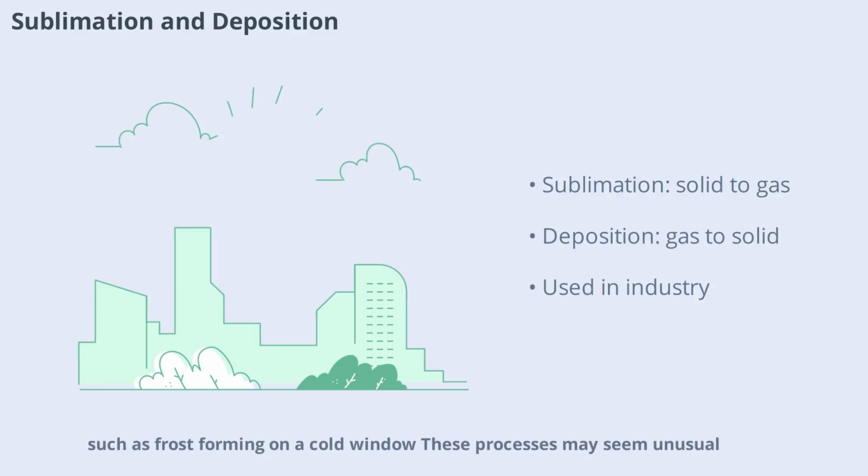These processes may seem unusual, but they're important in nature and industry. Sublimation is used in freeze-drying food, while deposition helps create beautiful frost patterns. These transitions remind us that matter can behave in surprising ways.